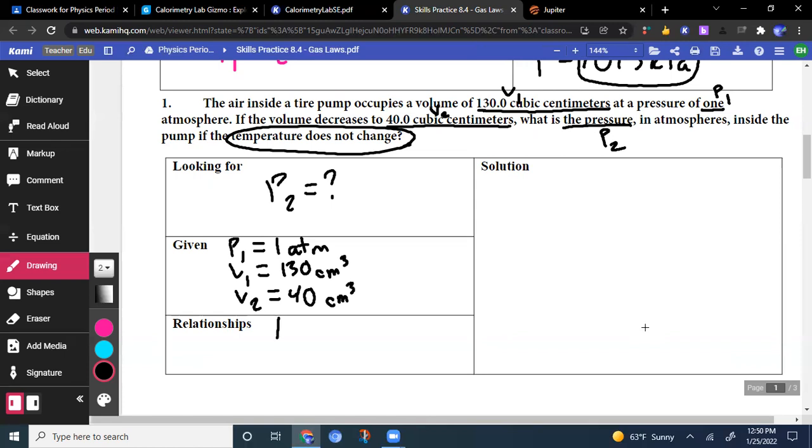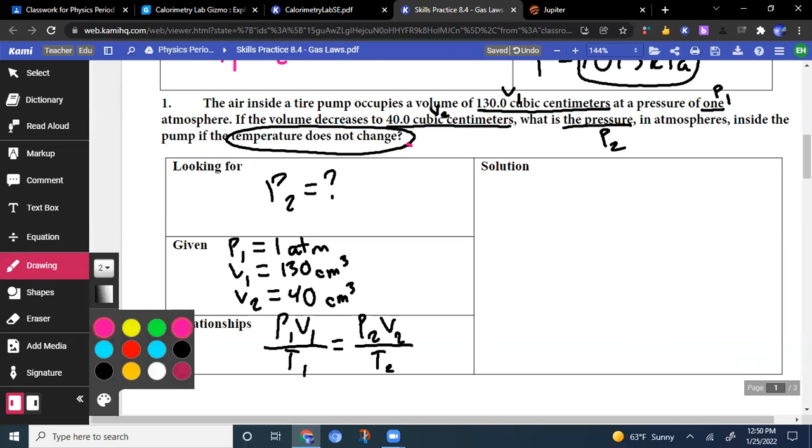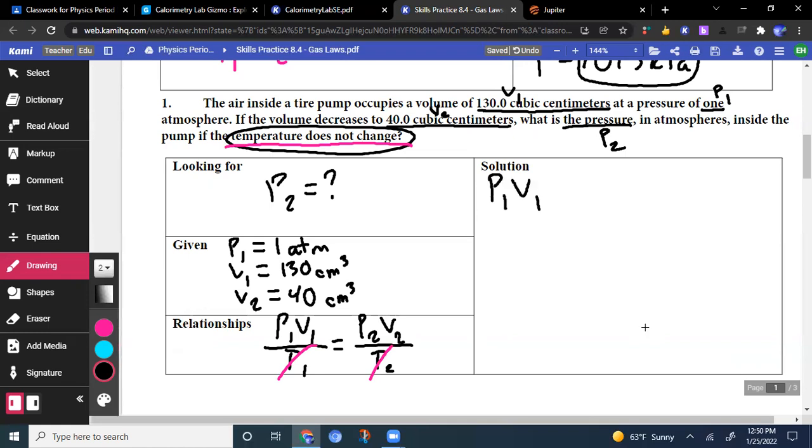Our main equation is P1 V1 over T1 equals P2 V2 over T2. Again, we get to cancel temperature because temperature remains constant. Rewriting the equation, we are working with P1 V1 equals P2 times V2. Again, you're solving for pressure 2, so you're going to divide away volume 2. It cancels.